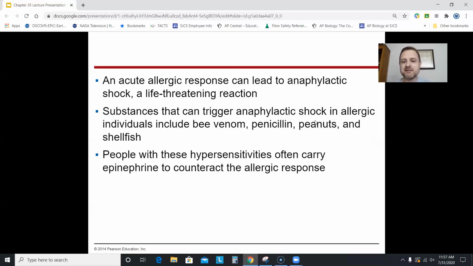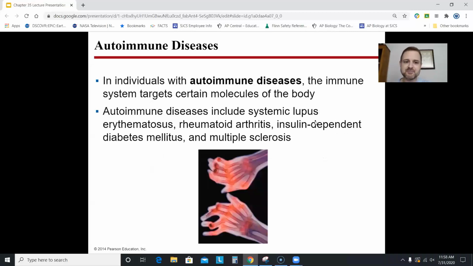So, things like bee venom, peanuts, shellfish, if I have an intense immune reaction around my airways, and the vessels dilate so much that my air passageways get blocked off, you can actually suffocate. That's called anaphylactic shock. The drug epinephrine, like an EpiPen, is something that people that have hyperallergies might carry with them, because it counteracts the immune response. It counteracts the inflammatory response very, very quickly to prevent your airways from closing up.